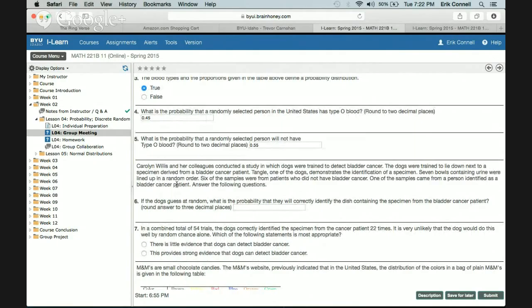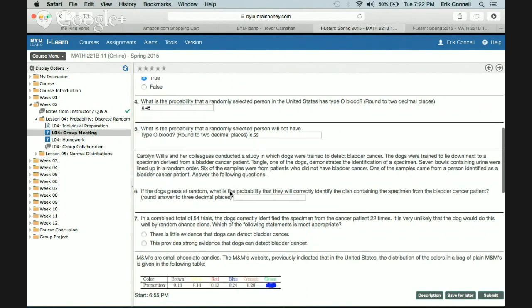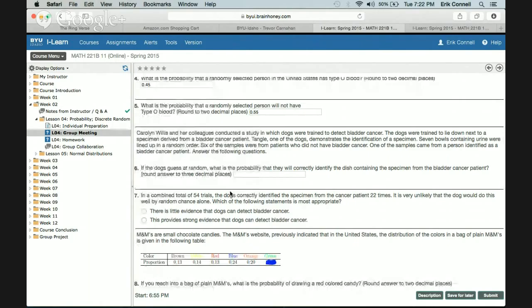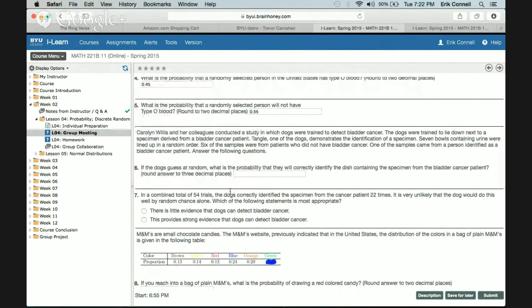Let's see. Carolyn Willis and her colleagues conducted a study in which dogs were trained to detect bladder cancer. The dogs are trained to lie down next to a specimen derived from a bladder cancer patient. Tangle, one of the dogs, demonstrates the identification of a specimen. Seven bowls containing urine were lined up in a random order. Six of the samples were from patients who did not have bladder cancer. One of the samples came from a person identified as a bladder cancer patient.